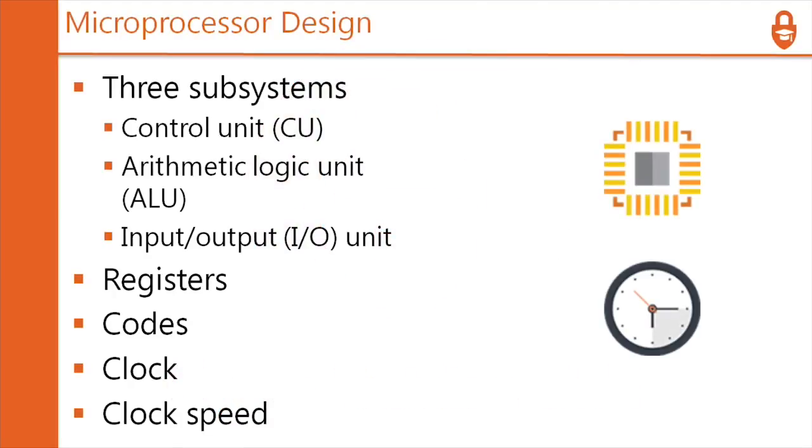So there's three subsystems. We have a control unit, we have an ALU, an arithmetic logic unit, and then we have an input and output unit, so I/O lines. That's how we perform the addressing, through I/O lines. Then we also have registers, codes, clocks, and clock speeds.